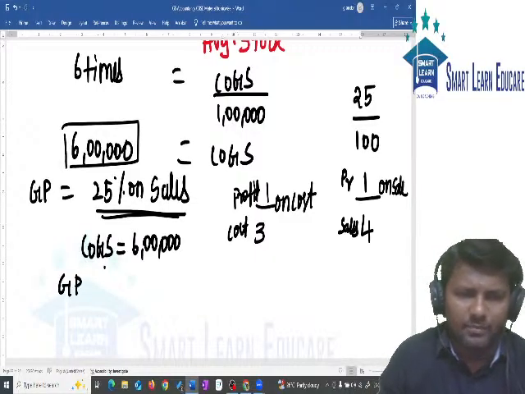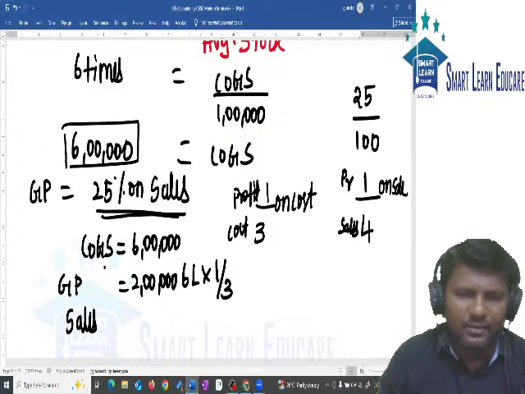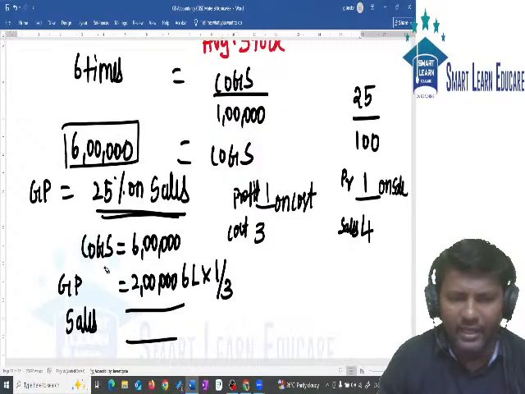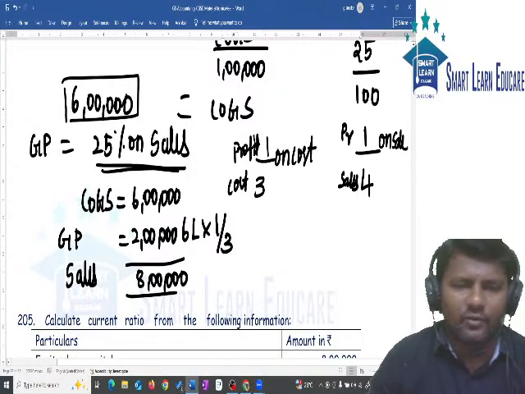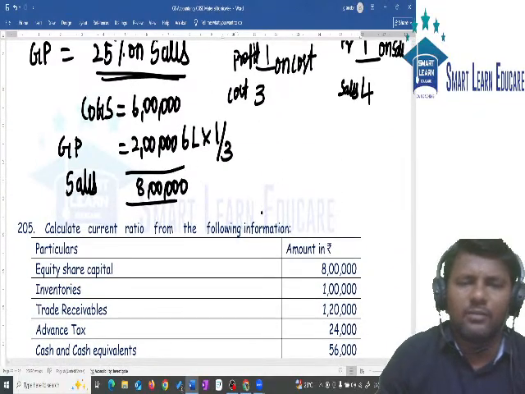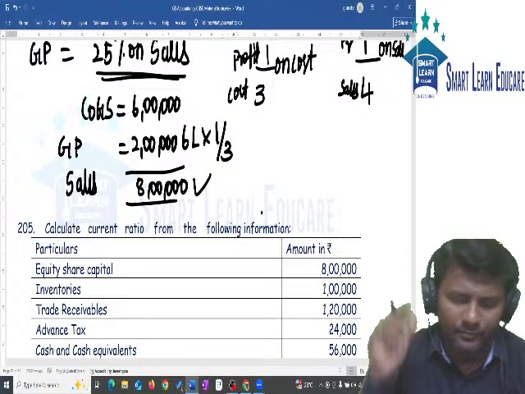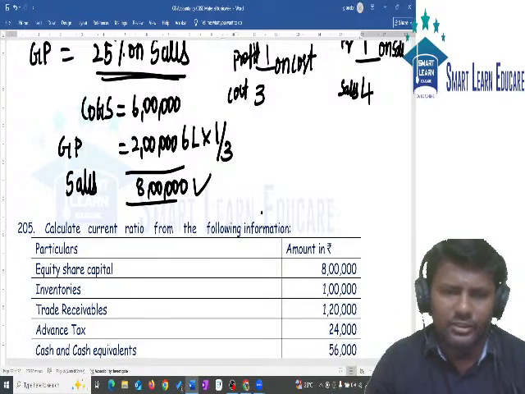What is the GP? GP is equal to 6 lakh into 1 by 3, which gives you 2 lakh. What is your sales? 6 lakh plus 2 lakh gives you total sales of 8 lakh. If sales is 8 lakh and cost of goods sold is 6 lakh, this is what they are asking. What is the revenue from operation? Sales is nothing but revenue from operation. So the answer for this question is 8 lakh. Have you understood this?